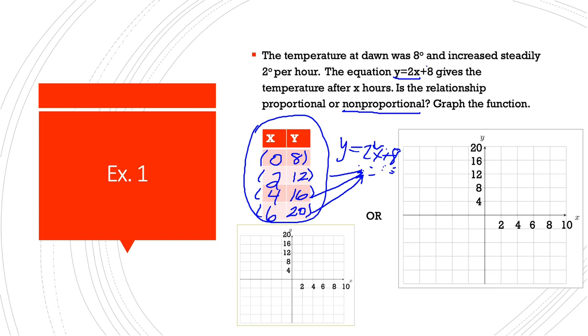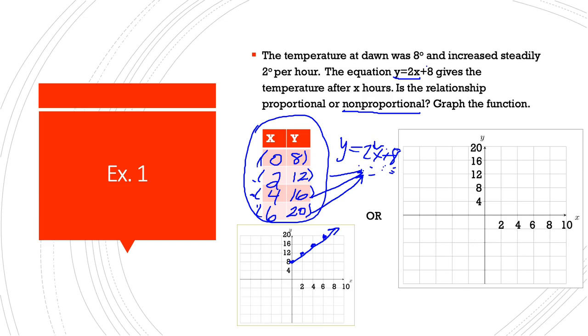Okay, so my first coordinate is 0, 8. So 0, 8 is right here. My next coordinate ordered pair is 2, 12. So 2, 12 goes right here. My third coordinate is 4, 16, which is right here. And my fourth coordinate is 6, 20. So 6, 20, which is right here. And then I can graph my line.